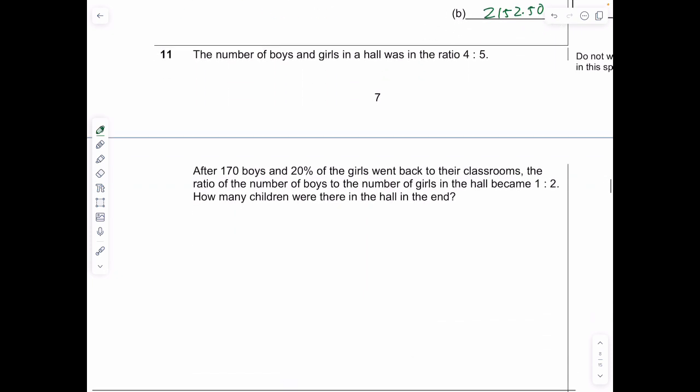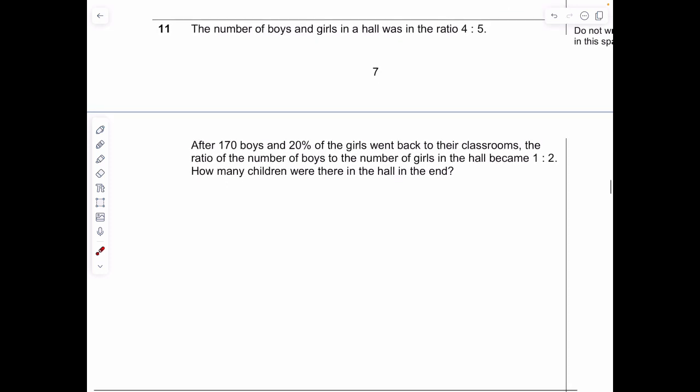Alright, next question. The number of boys and girls in the hall was a ratio 4:5. Okay, after 170 boys and 20% of the girls went back to their classrooms, the ratio of the boys to number of girls became 2:1. How many were there in the hall in the end?